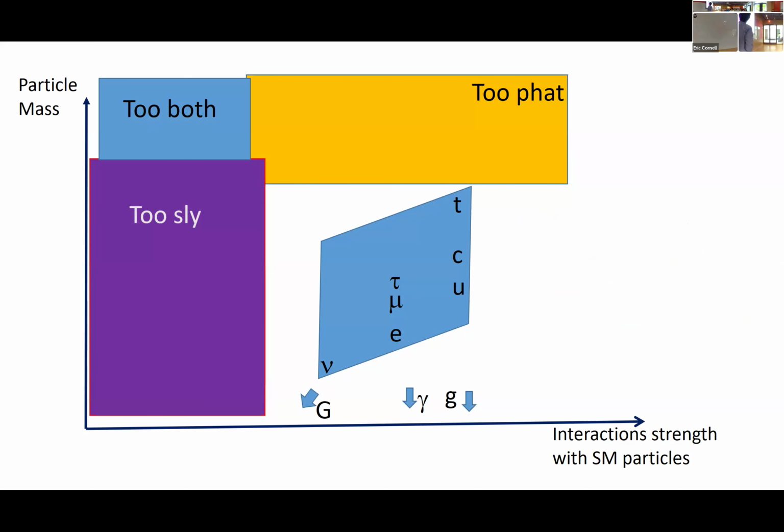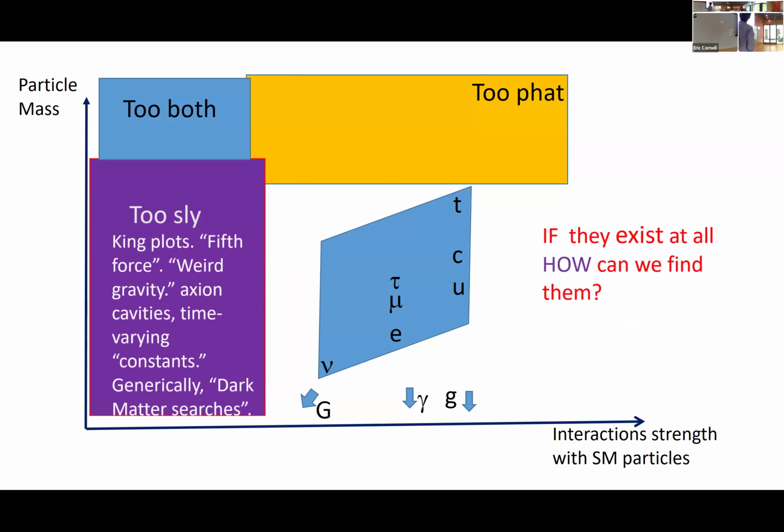Okay, how would we find these particles? Most of the experimental talks that we'll hear today are in this category. There are many different efforts to see weakly interacting exotic particles: fifth force, time varying constants. Generically, dark matter searches tend to fall into this category. There are the famous WIMP sort of poltergeist type searches going on like that.